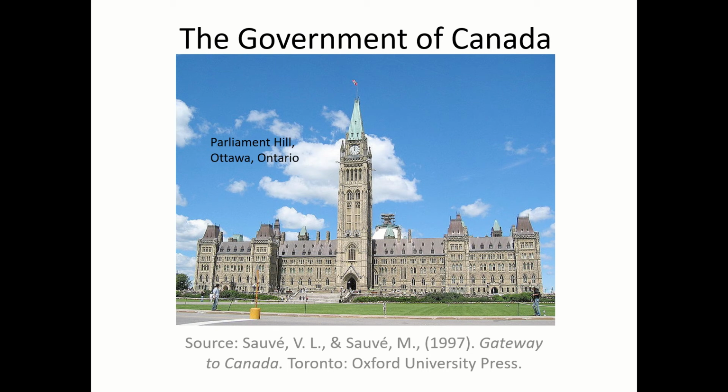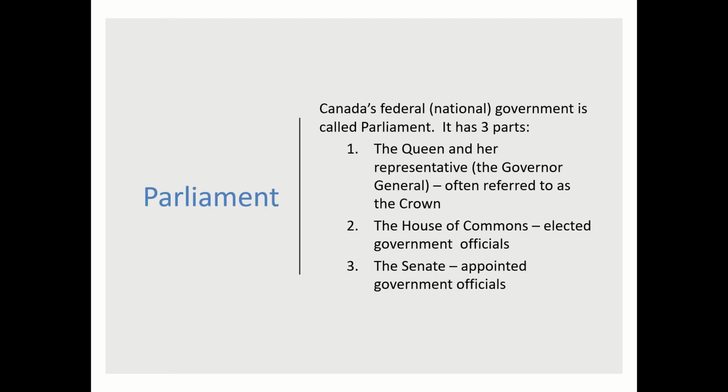In this slideshow I'm going to go over the federal and provincial levels of government. Here you can see a picture of Parliament Hill, the main government building in Ottawa. I'll try to keep this as useful as it can be without just listening to me read what's on the slides. Parliament is another name for the government that we have, and it's broken into three separate parts.